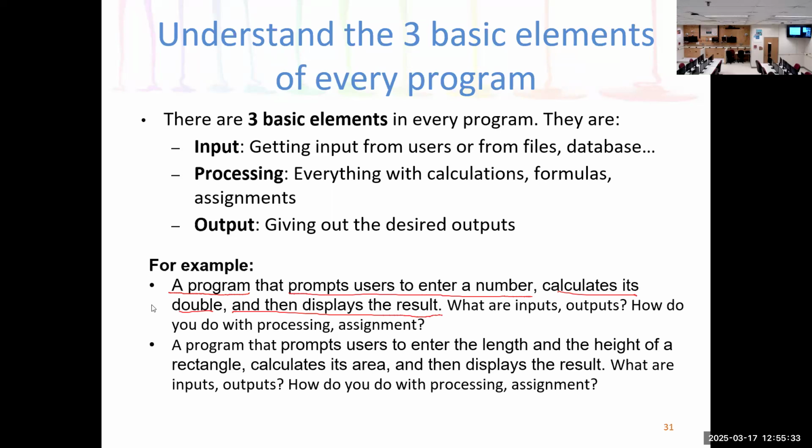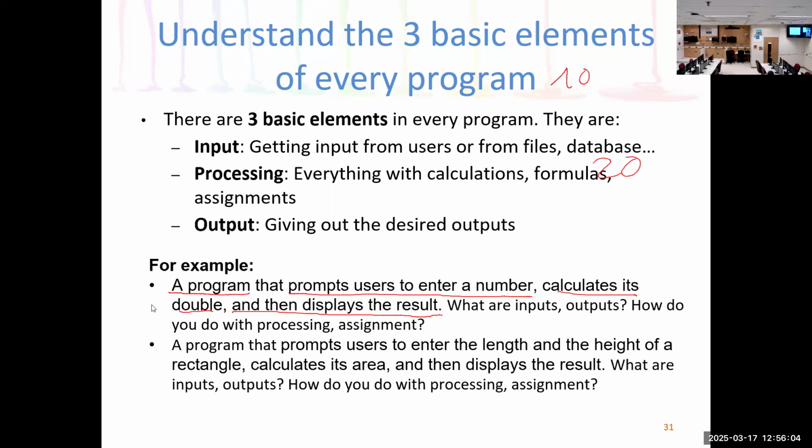For this program, what do you think? I'm asking you to enter the number 10, and I just double it and output the number. Now, for the program that prompts the user to enter a number, calculates its double, and then displays the result, what are the input and output for this one? The input is the number the user enters into the program.